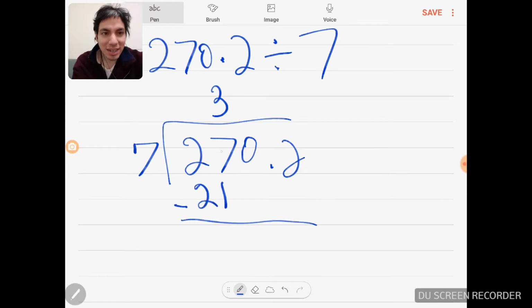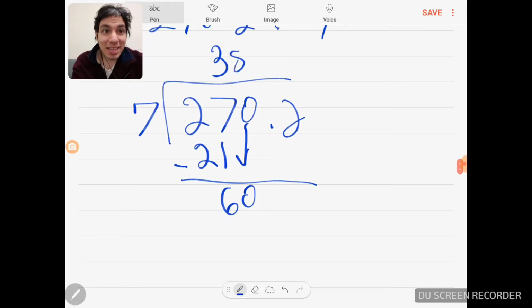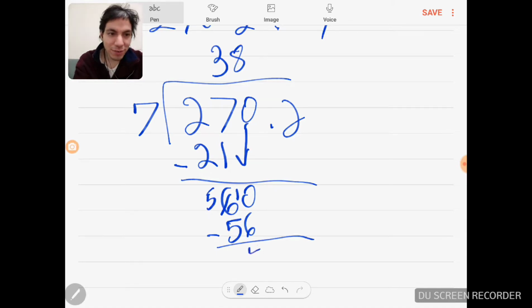I subtract, I get 6. I bring down the 0. 7 tries to divide into 60. How many times? 8 times, because that'll give me 56. I subtract here, I borrow from the 6, 1 for the 0, so then I get 4, because these 5s cancel out, so that's why I don't write that down.